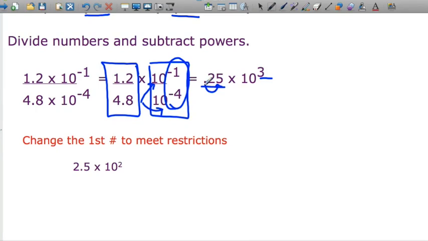Now in this case, what happened? Did I add or did I subtract a power of 10? Well, to change it from 0.25 to 2.5, I added a power of 10. And remember, things must be balanced, so I have to subtract a power of 10 from this side. So now I have 2.5 times 10 to the second. All right, so far so good.